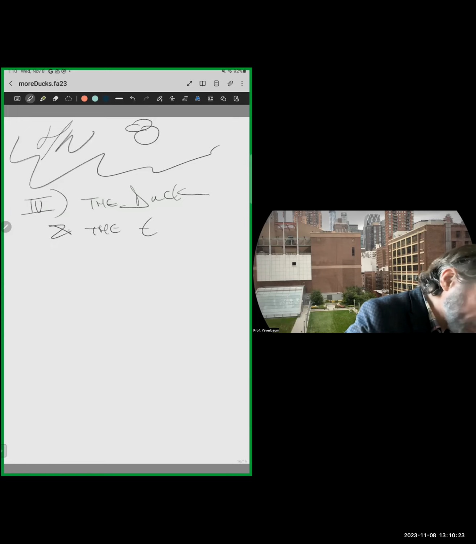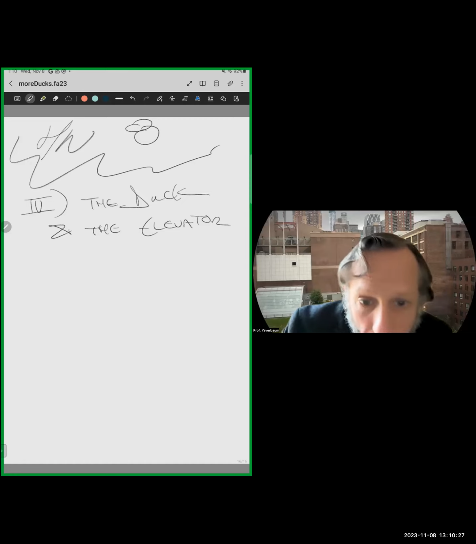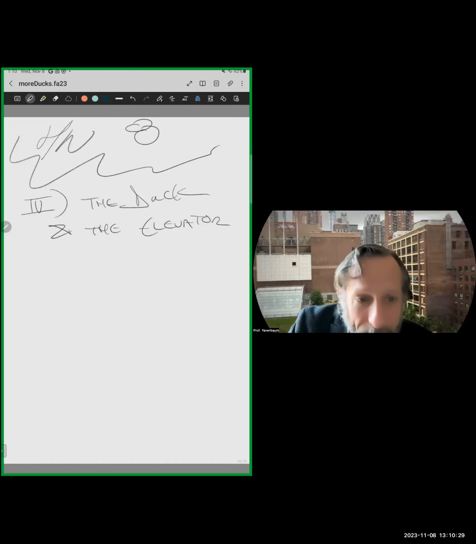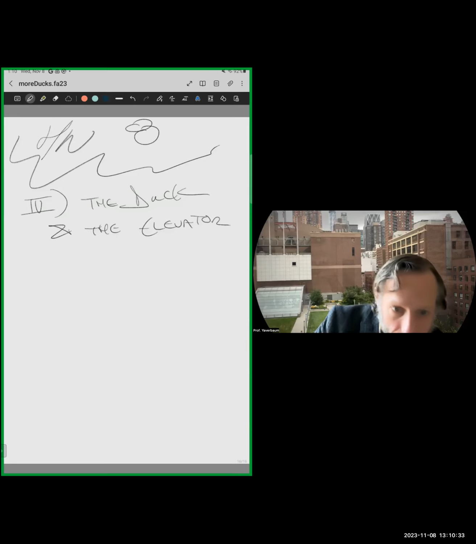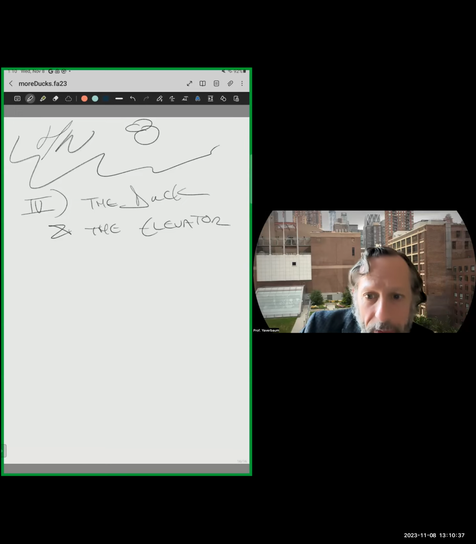And again, this also means all the other problems you could turn in for credit, and you still can, even if you haven't yet, or you can correct them if you now realize that you've done things wrong on them. Okay, so this is a duck in the elevator.